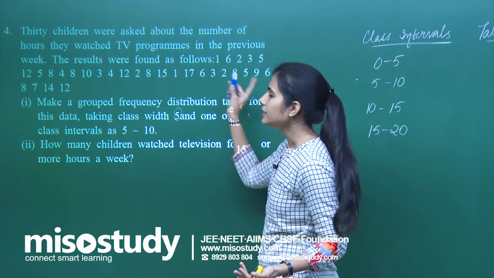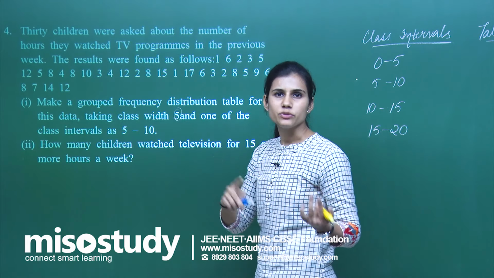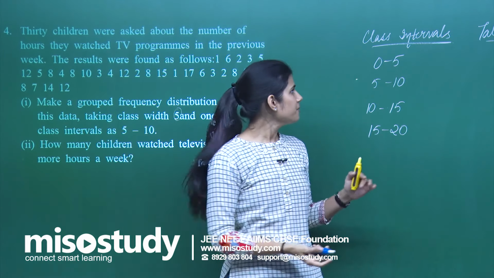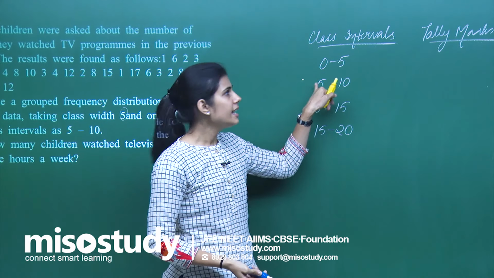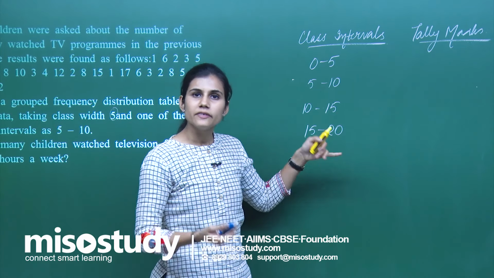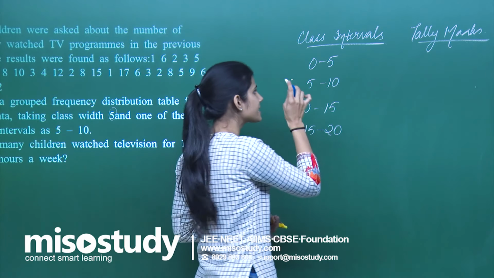There is no data lying between 20 to 25. Is it clear? This is satisfying both the conditions. One of the class intervals is 5 to 10, and the class size of each class interval is 5. Clear? This is the exclusive case.